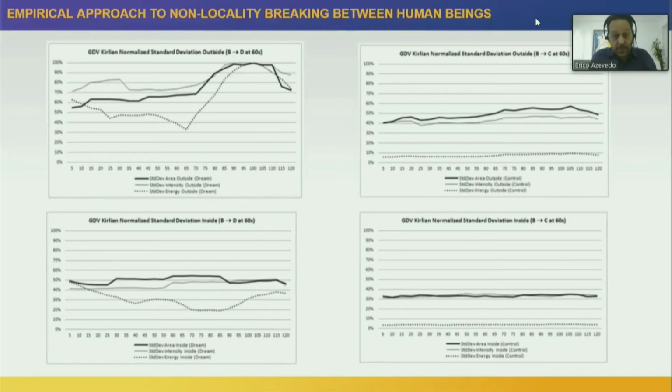And at the bottom left, what we see is something absolutely strange, absolutely unexpected, which is the fact that the people inside the Faraday cage modify their variables when the people outside, their pairs outside, start to read their dreams.